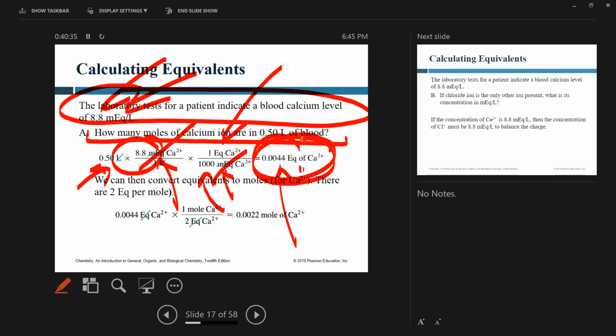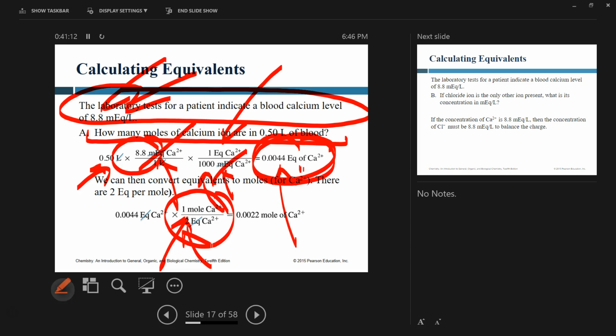The next question, to get to the very answer: how many moles of calcium does the patient have in half a liter? You know that calcium produces 2 charges, right? So 1 mole of calcium is equivalent to 2 equivalents. Do you understand what I'm saying? 1 mole of calcium gives 2 charges, so 2 equivalents.